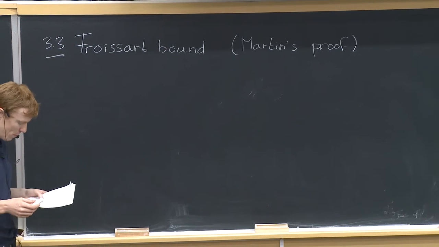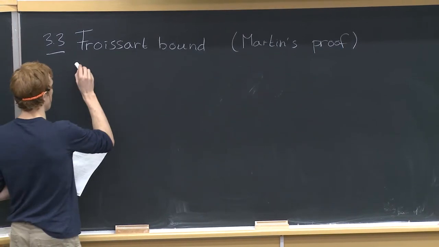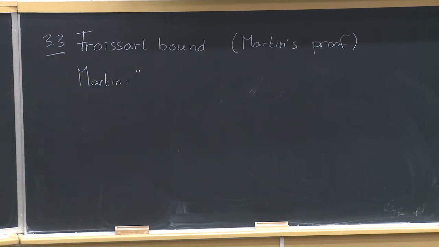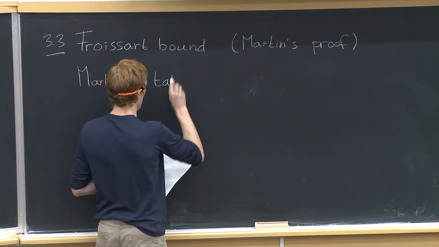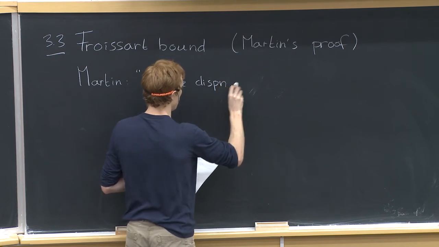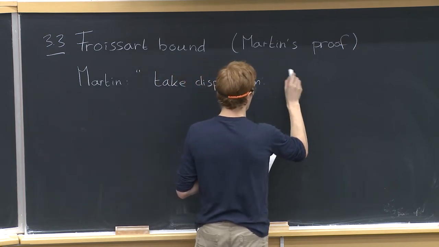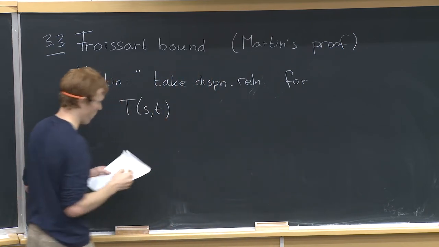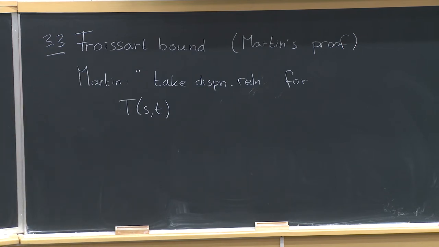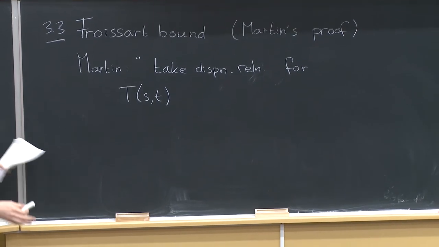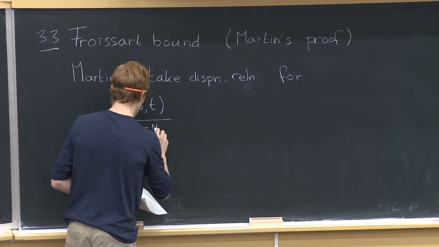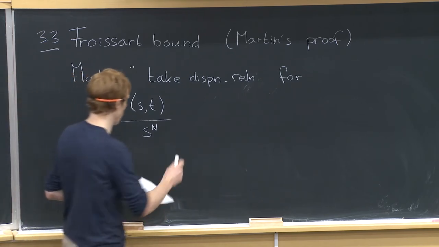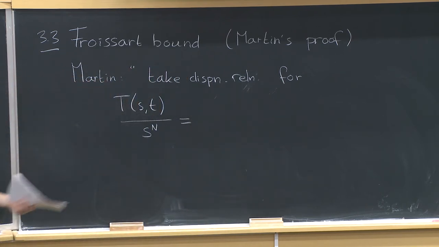I don't have a whole lot of time to explain every little detail of this thing, so let me just paraphrase what Martin said. He said the following. Let's consider a dispersion relation for a scattering amplitude T of S,T, which at infinity may blow up. So I have to do some subtractions. And so let me take a dispersion relation for this scattering amplitude divided by S to the n, where n is sufficiently big so that this thing falls off at infinity.